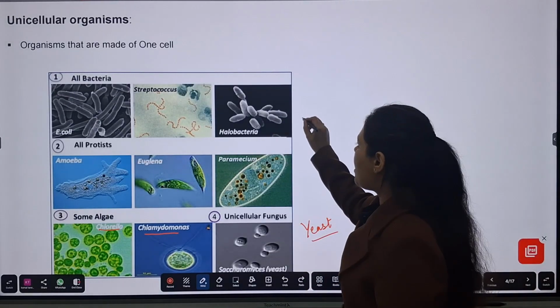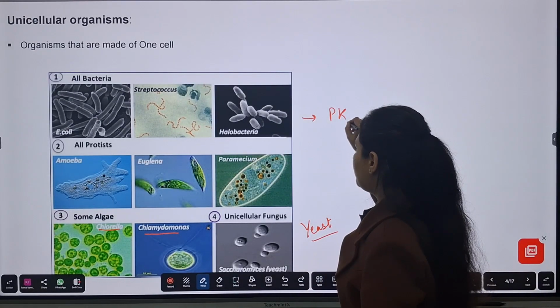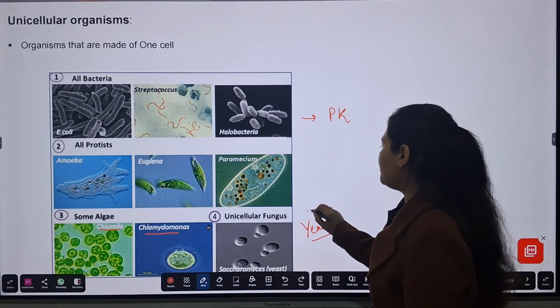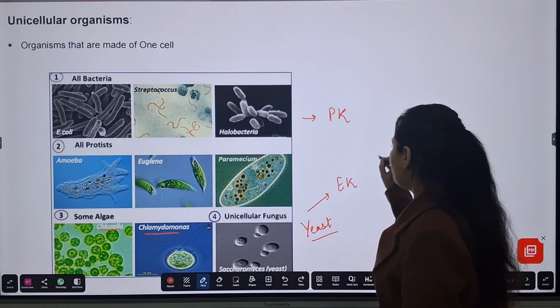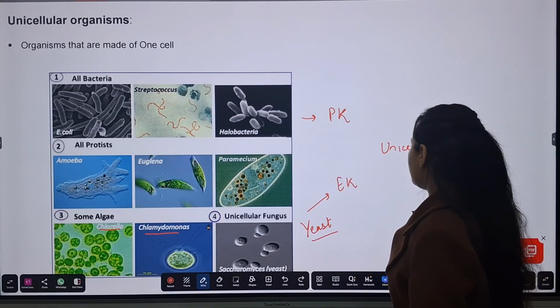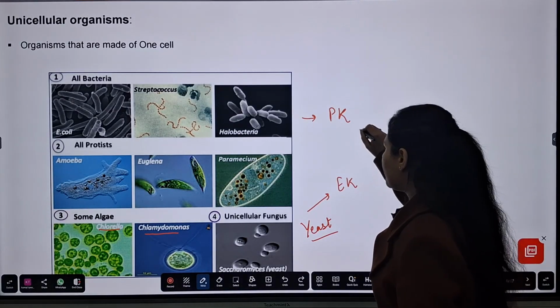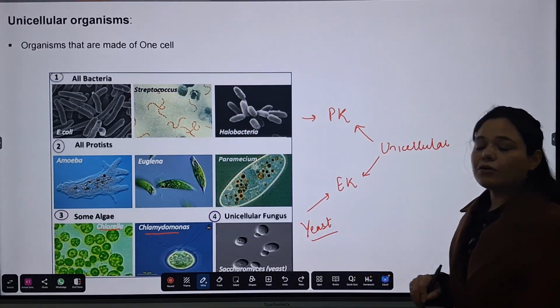Now bacteria, as we know, are prokaryotic. Algae and fungi, we know, are eukaryotes. So unicellular organisms, as you can see, can be prokaryotic or eukaryotic.